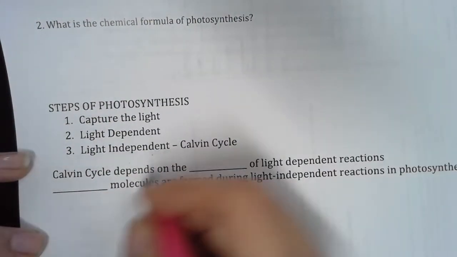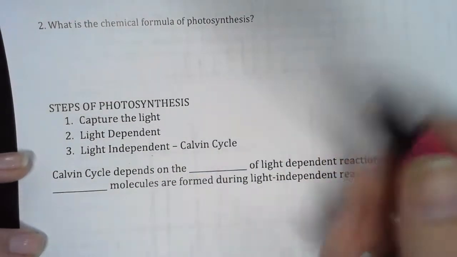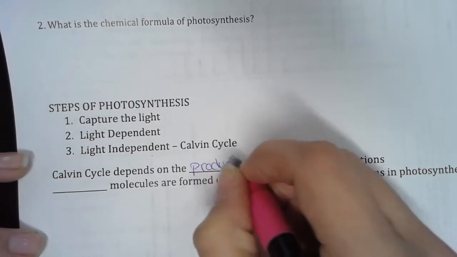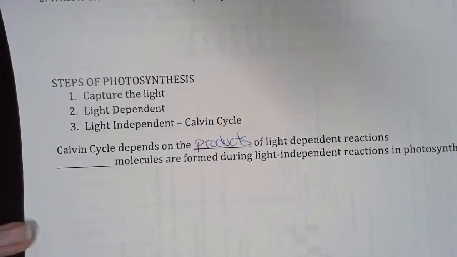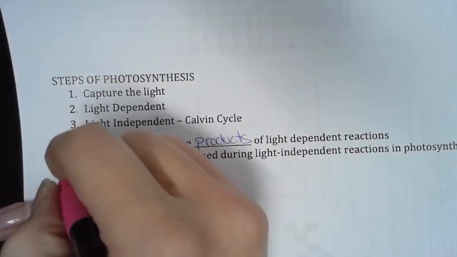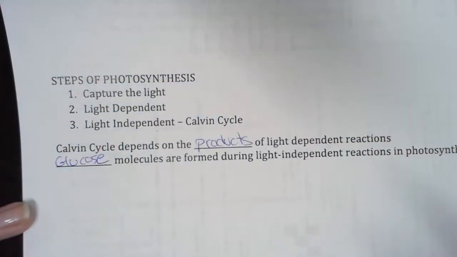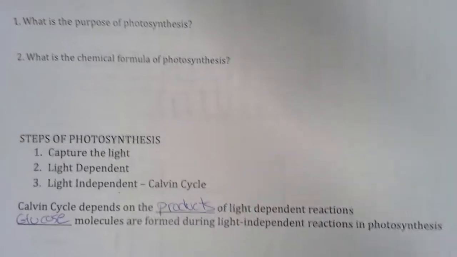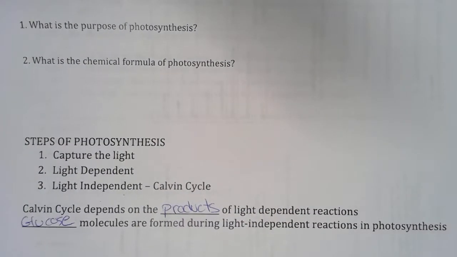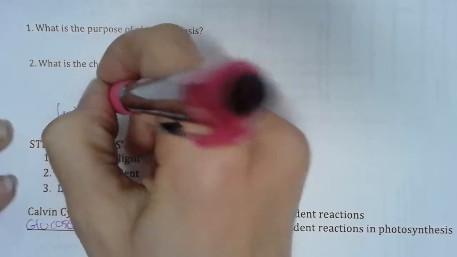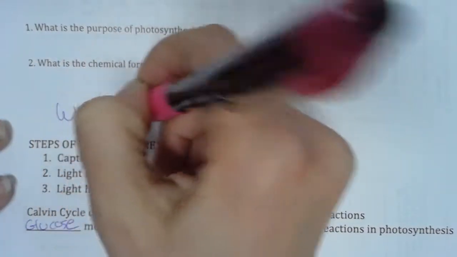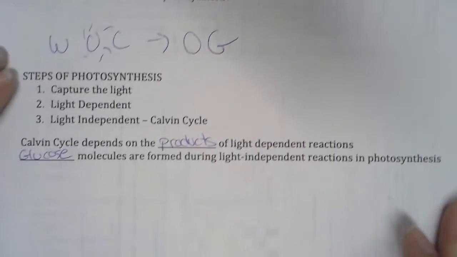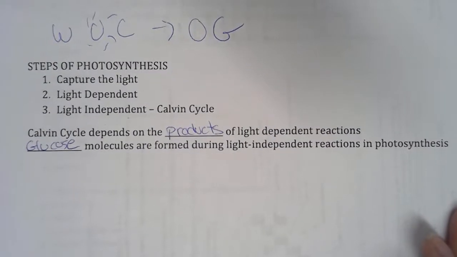The Calvin cycle, or the light-independent, depends on the products of light-dependent reactions, and then glucose molecules are formed during light-independent reactions in photosynthesis. Alright, so during this video, we're basically going to break down all of these reactants and products. Where are they happening and in what stages?